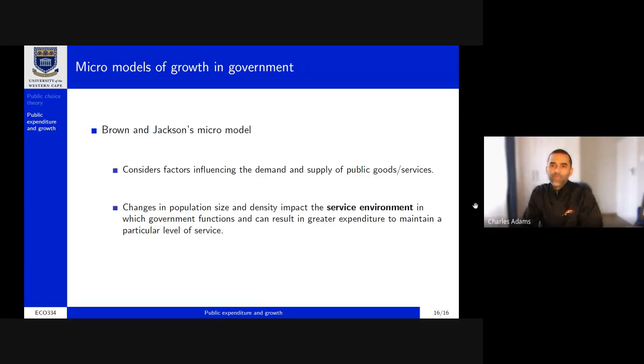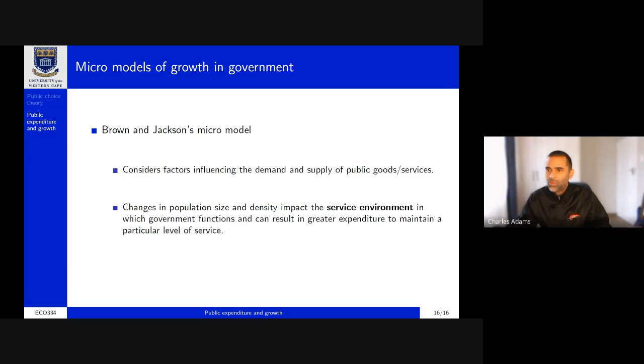Okay, then there's Brown and Jackson's micro model. So they consider the factors influencing demand and supply for public goods, one of them being the population size. As the size of the population in an economy or country grows, that implies that there's greater demand for government goods and services, and also government functions, and this of course can naturally result in higher expenditure on a particular good or service. And that brings us to the end of chapter 7.